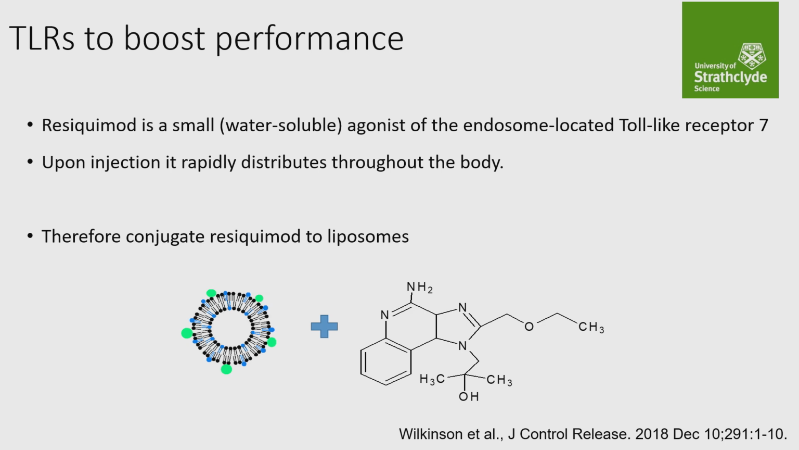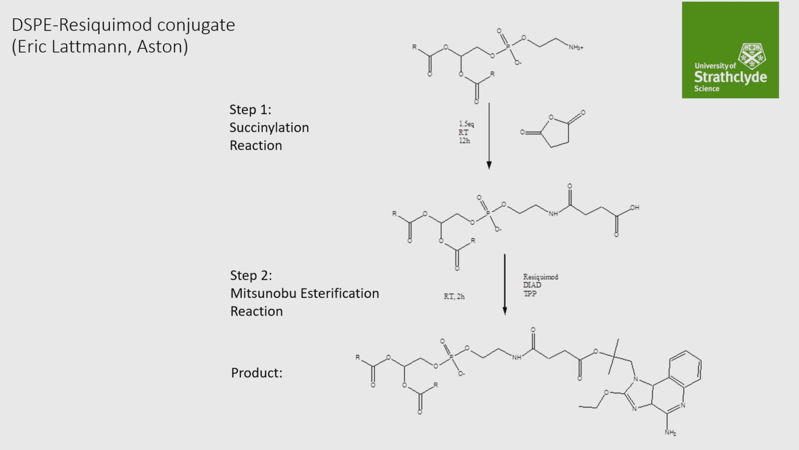So we looked at using resiquimod, a small water-soluble agonist of TLR7. If you use it on its own, it rapidly dissociates from the injection site because it's a small water-soluble molecule. So the idea is to conjugate it onto the liposome, and there has been some other work looking at conjugation of this molecule onto particles. So we took our DDA-TDB formulation, and we conjugated on resiquimod. This was done in collaboration with Eric Lapman, again at Aston University.